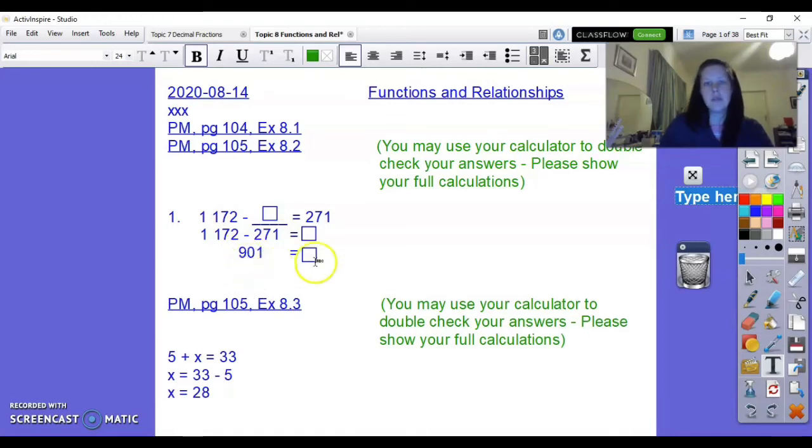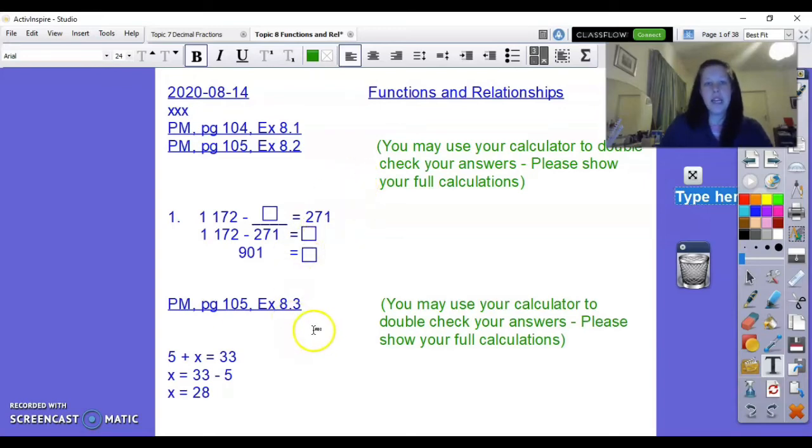You can test it by doing the calculation on your calculator. You could test 1172 subtract 901. I should end up with an answer of 271. So what I've said here on the side, you may use your calculator, but only to double check your answers. Please show your full calculations when you work this exercise out.